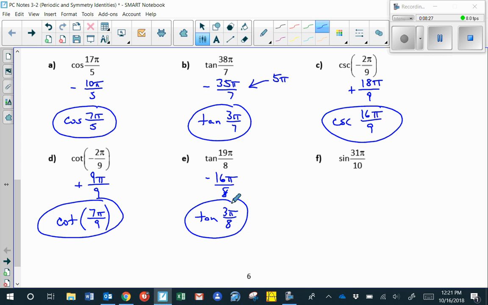The object here is not to evaluate these, but rather to re-express each expression as a trig function of the smallest positive angle possible. Okay, in F, we have a sine function, and sine has a period of 2 pi, so we're going to subtract off 2 pi in the form 20 pi over 10. We can't subtract off 4 pi because that would be 40 pi over 10, and then we'd have a negative angle. So that gives us sine of 11 pi over 10.